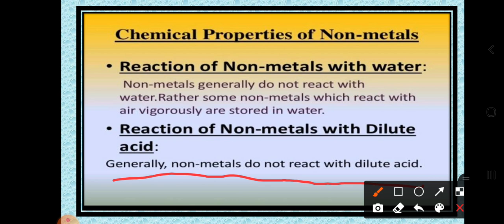Which gas is going to be released? That is the hydrogen. But is it possible with the non-metals? No, because non-metals do not react with water or dilute acid, but they react with oxygen to form their oxides. So these are some key points you have to keep in mind while learning the reactions of metals.